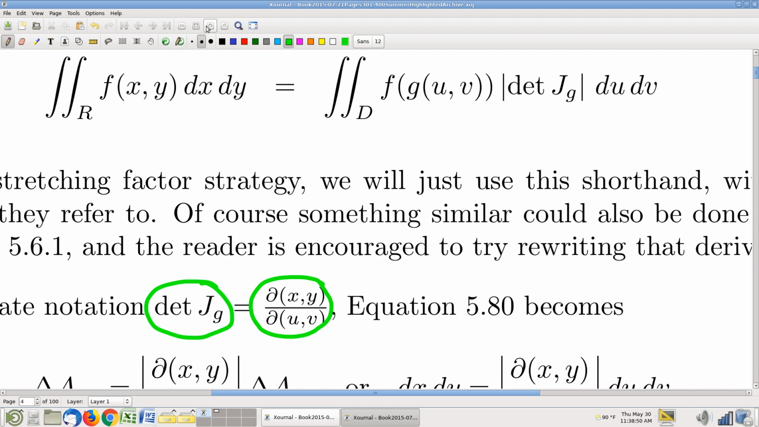The Jacobian of this function g is a matrix which is the partials of the output variables with respect to the input variables. So this partial x y over partial u v is suggestive of where all the elements of the Jacobian matrix come from. So this is pretty natural notation. Now, the awkward part: the Jacobian is a matrix, but this looks like a fraction. Fractions aren't matrices. Fractions are numbers.